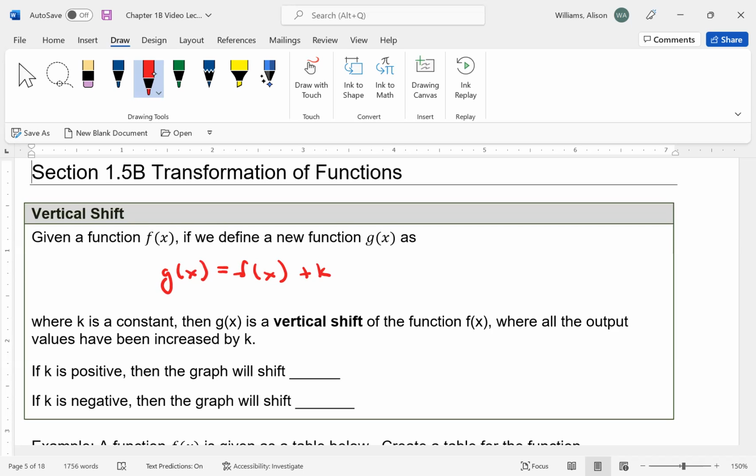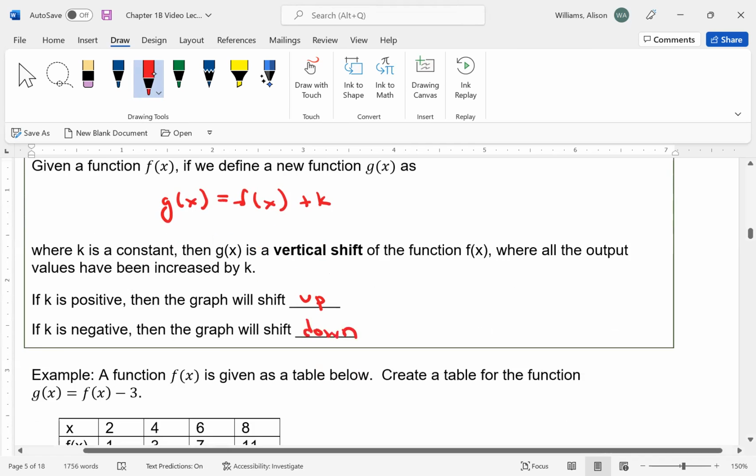If k is positive, that means the graph shifts up. So if we add values, all the outputs are increasing and it's shifting the graph upwards. If we are looking at k being negative, that's subtracting values, and therefore the graph is shifting downwards, like you would expect to happen.